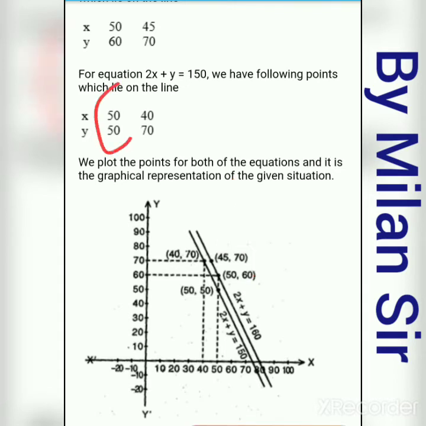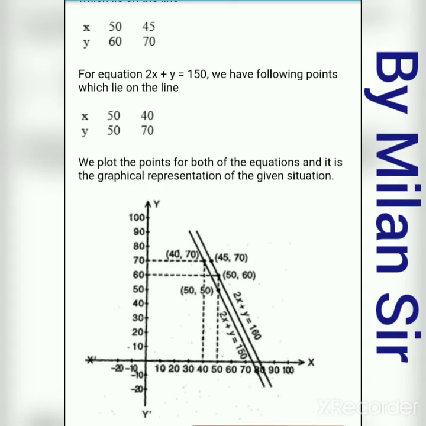Now the second line. The first point is 50, 50. X is equal to 50 and y is equal to 50 at this point. Now the second point is 40 and 70. So in x 40, y 70. Now draw one line which passes through these two points. It is this one. Now from the graph you can see that these two lines are parallel.